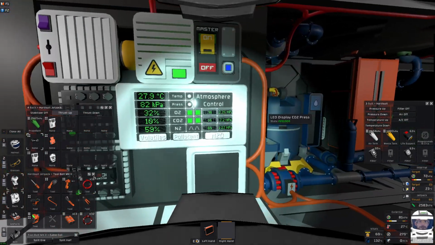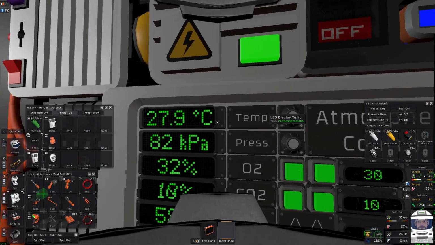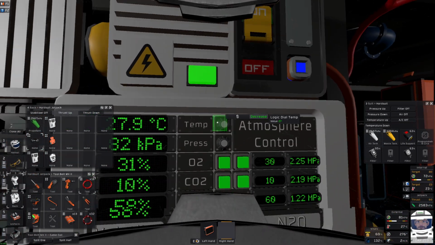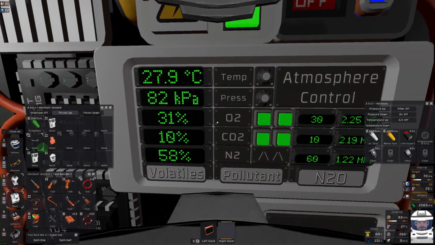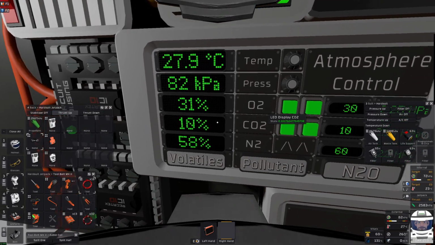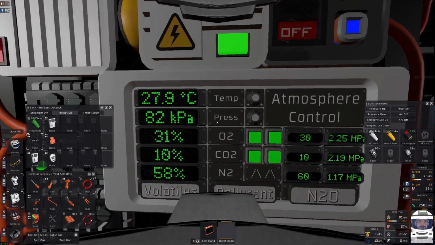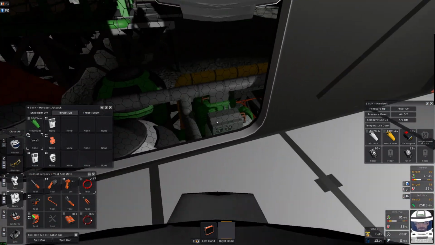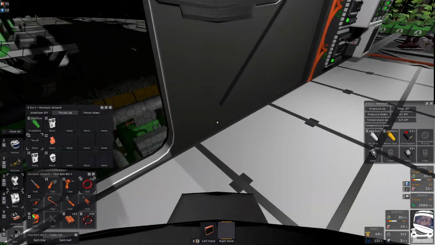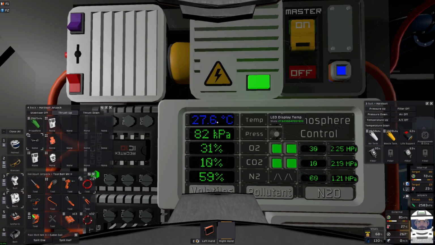a big control panel. So here we have precise control of temperature, total pressure, and partial pressures and percent ratios of O2, CO2, and N2. So temperature, I'll show you the outside unit that does all this control. But temperature, for instance, if I target 24 Celsius, this will turn blue.